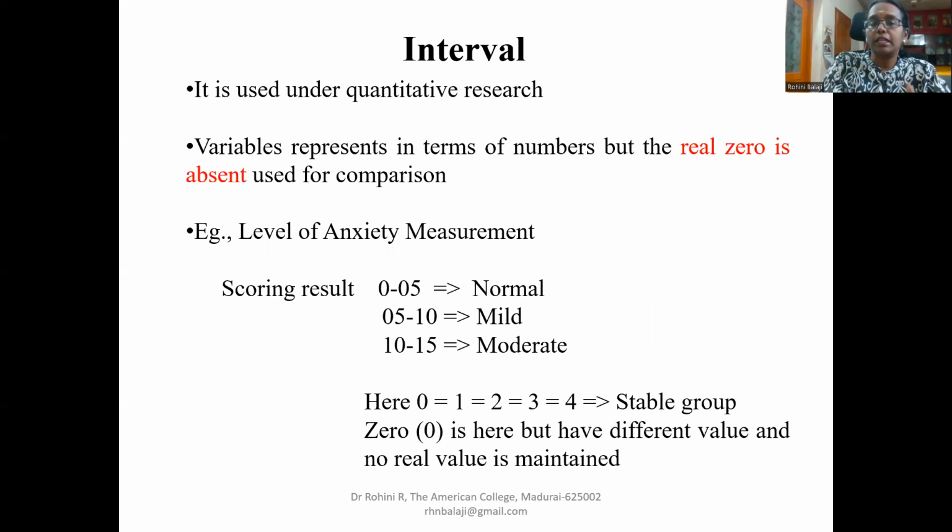The quantitative level of measurement is said to be in the variable interval, a variable which represents numbers. Here the real zero is absent. For example, if we are measuring the level of anxiety among students before appearing for public exams, the interpretation will be 0 to 5. If the student is assessed as 0 to 5, then it is said to be normal level of anxiety. Here 0, 1, 2, 3, 4, all the levels represent the same result, which is said to be normal level. And 0 here has a different value which does not represent the real value of 0.